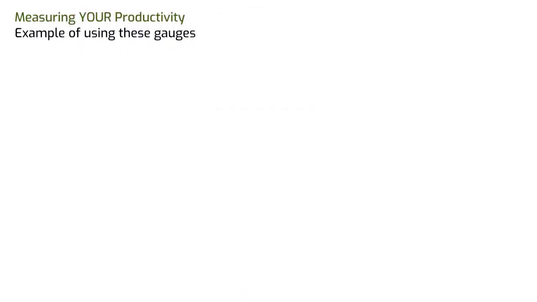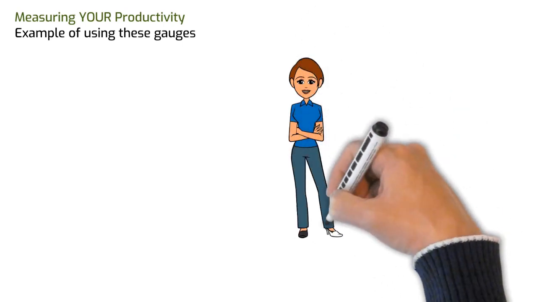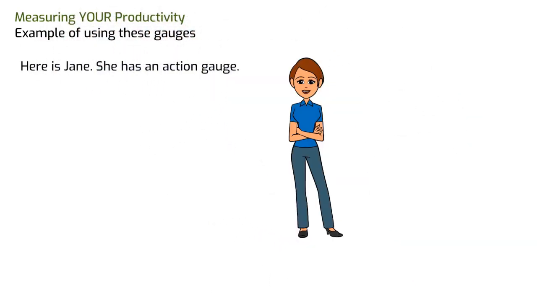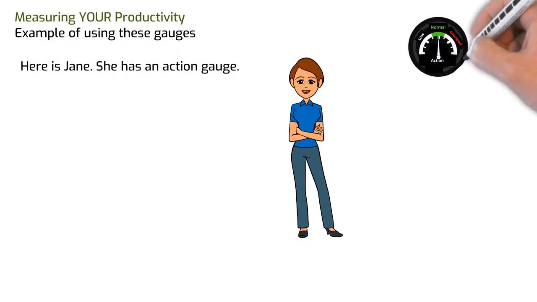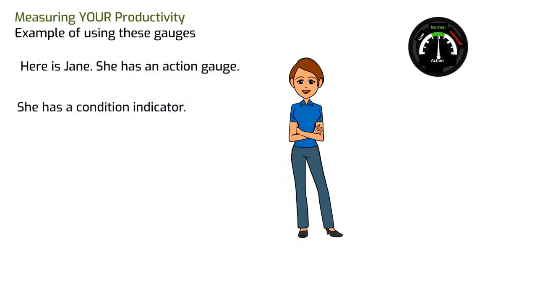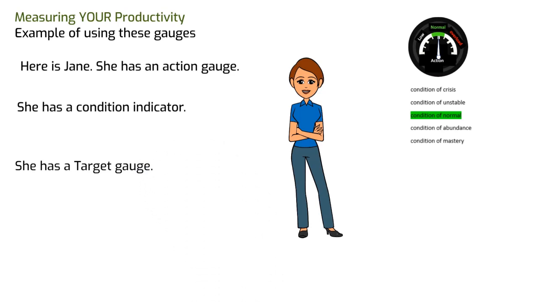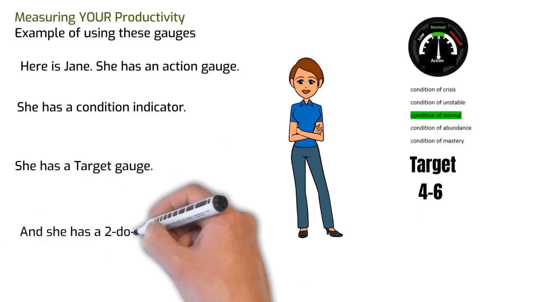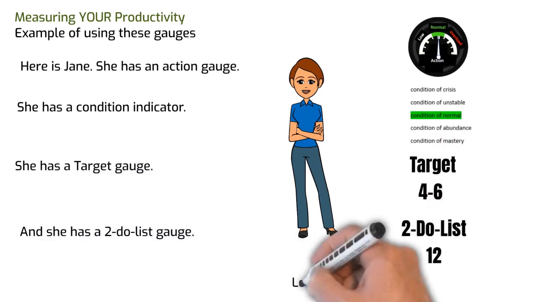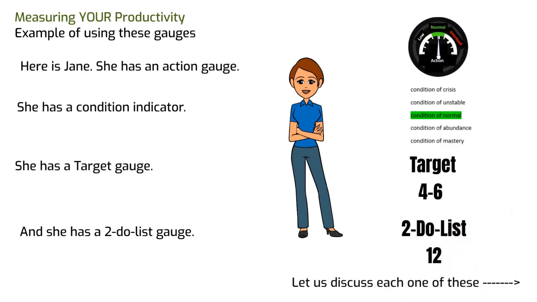Example of using these gauges. Here is Jane. She has an action gauge. She has a condition indicator. She has a target gauge. And she has a to-do list gauge. Let's discuss each one of these.